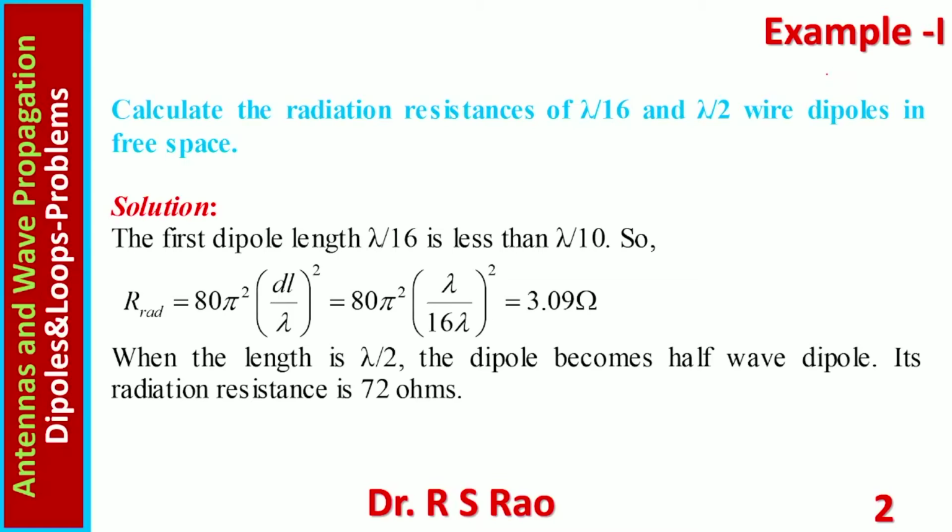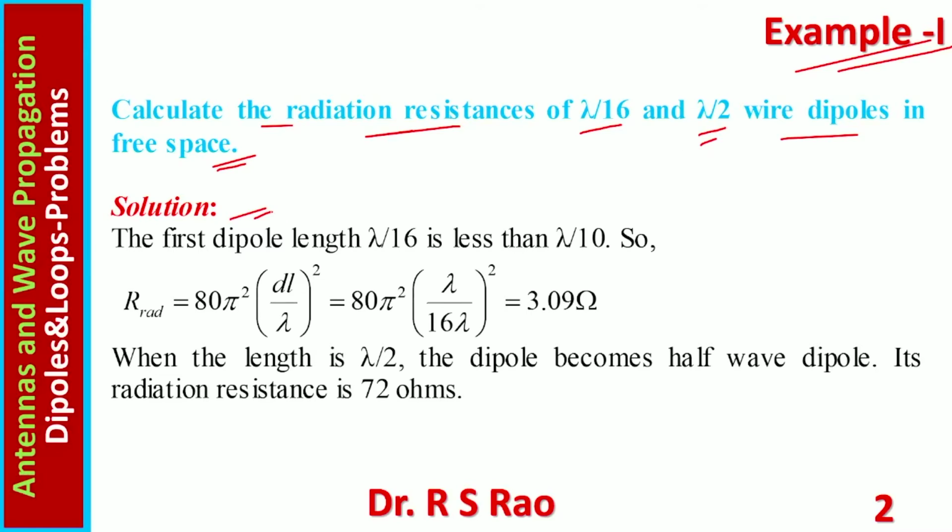To begin with, we consider a problem. Example 1. Calculate the radiation resistances of lambda by 16 and lambda by 2 wire dipoles in free space. They are radiating in free space. What is the radiation resistance when lengths are lambda by 16 and lambda by 2?